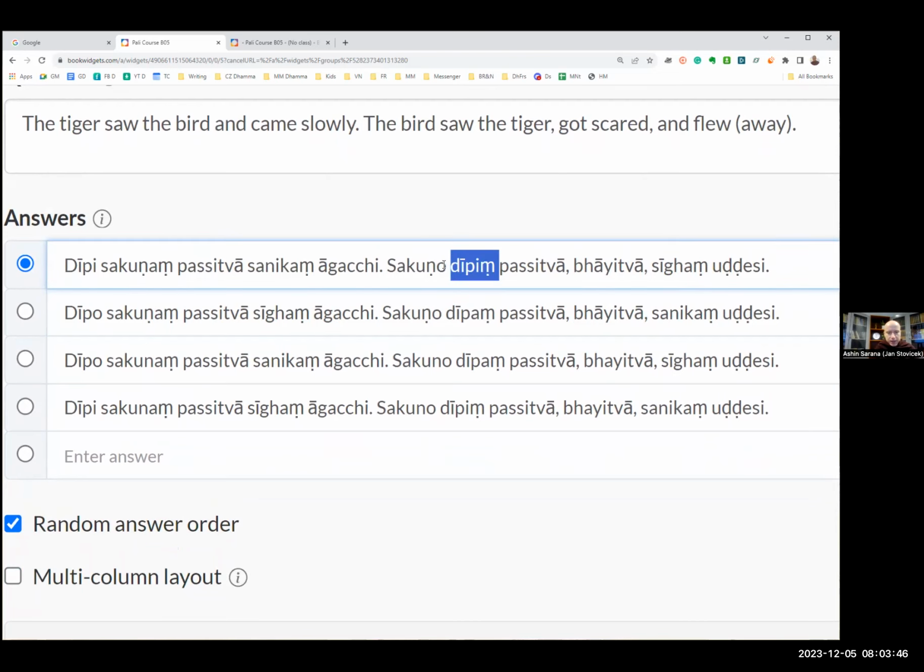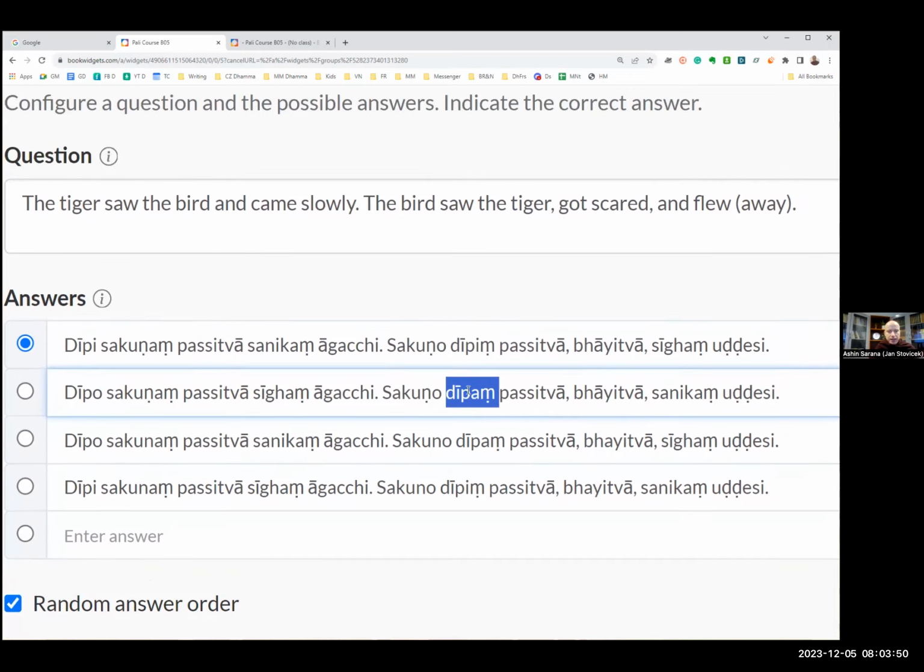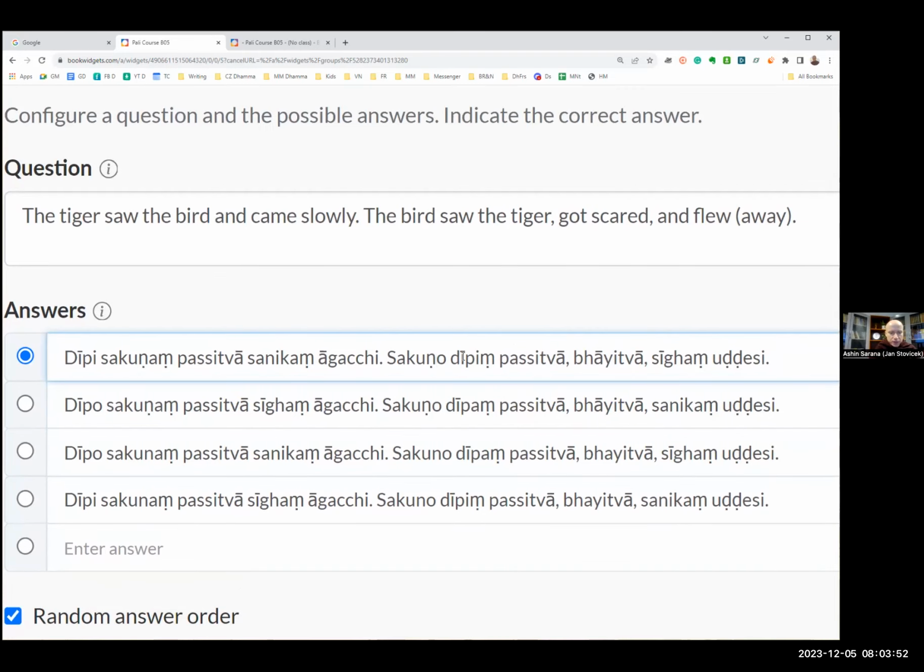Deeping is the accusative for tiger. Deepang is the accusative for island. But the bird saw a tiger, not an island. So the bird saw the tiger and got scared and rose up very fast. Uddeti is rather to fly, but it seems you can also use it to fly up, to how to say that, take off.